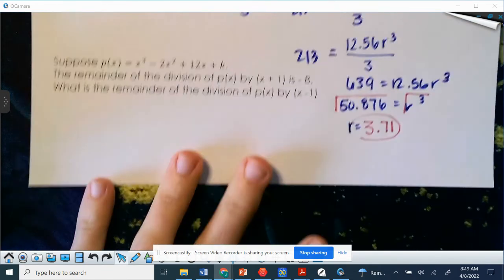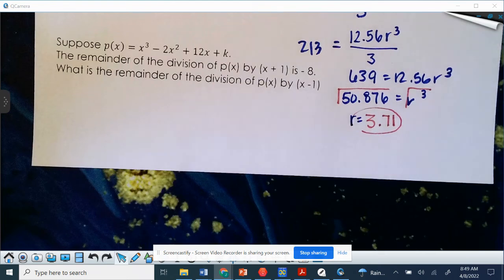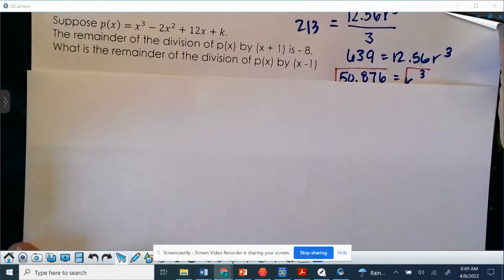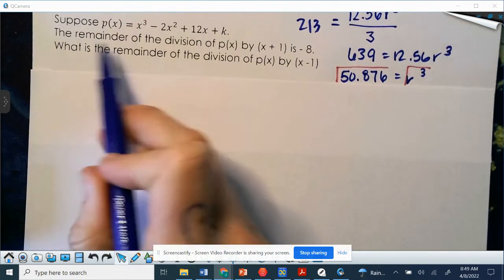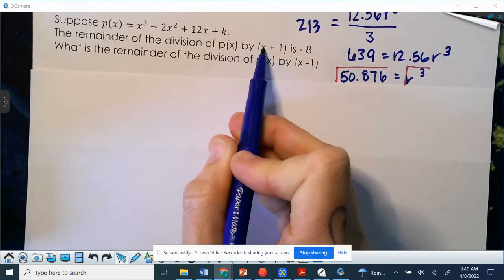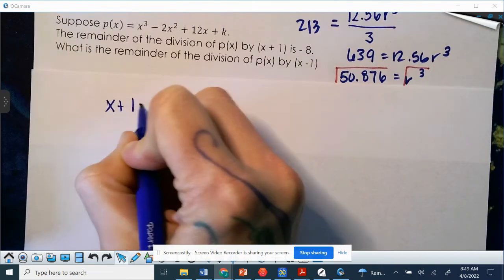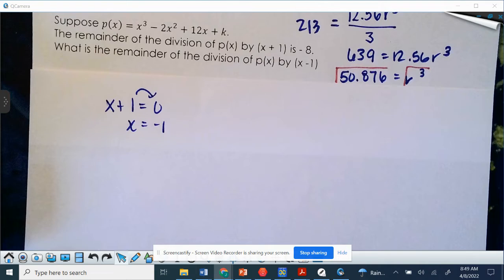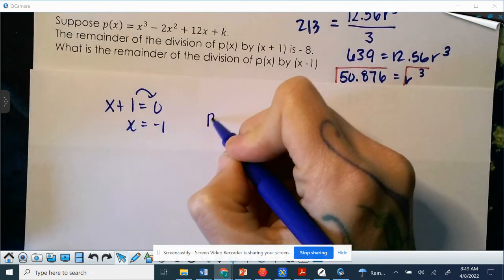Last but not least, this is a fun one. I'm going to get a new piece of paper just to make sure there's plenty of space. So this is your remainder theorem, just jazzed up a bit. Suppose p of x is x cubed minus 2x squared plus 12x plus k. As soon as you see k, you know you have a lot of solving to do. The remainder of the division of p of x by x plus 1 is the question. Remainder theorem means I just need the root, which is -1, and the remainder is -8.